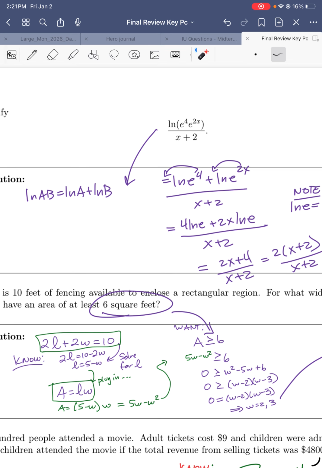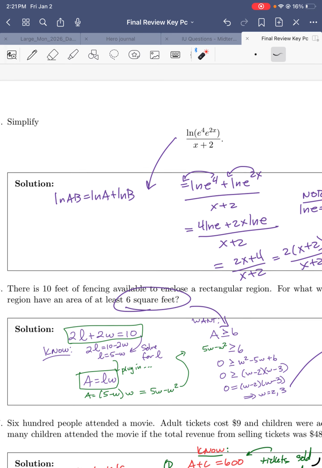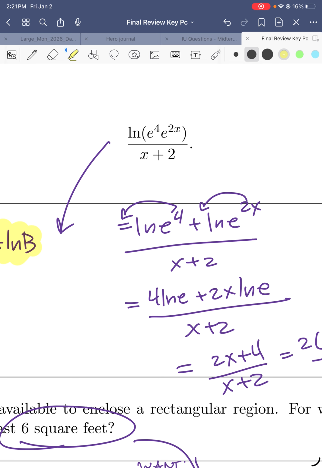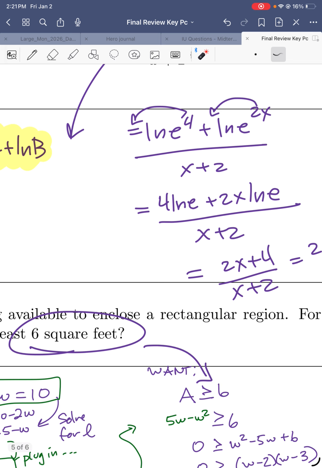Here, they're wanting to see if you know your log rules. So, again, they want me to simplify. Maybe I've never seen one like this before. So I just say, well, what could you do to make it look different? I know that the log of a product is the sum of 2 logs. Then the world gives me feedback, and I'm like, oh, I'm on the right course because I can pull down a 4 and a 2x.